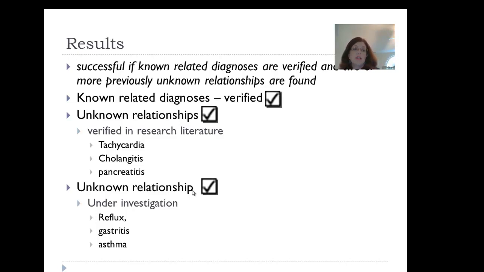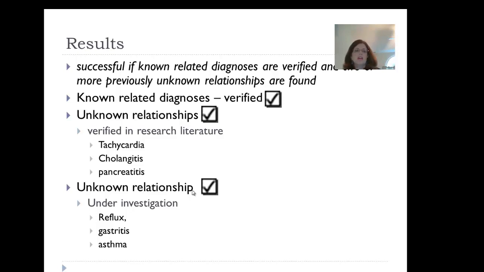We said our objective was successful if known related diagnoses are verified and two or more unknown relationships are found. So did we find known related diagnoses? Yes, very much so. All of the common symptoms and those symptoms in particular for UC and CD. So it seems that association analysis and text mining are providing fairly explainable results. I'm not finding inexplicable rules.